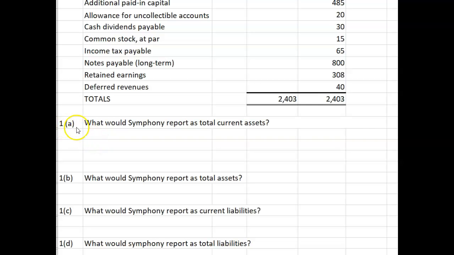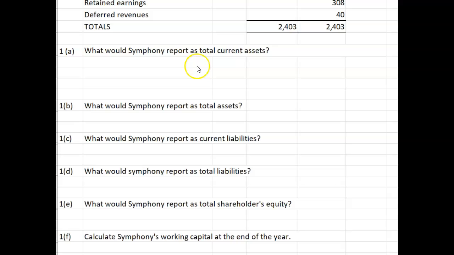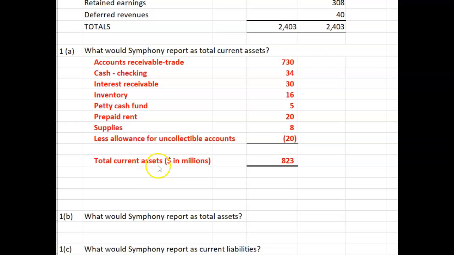So question 1A says, please use these numbers and calculate Symphony's total current assets. So please pause the video, calculate Symphony's total current assets, then start the video again to check your work. Did you calculate total current assets of $823 million? That is the correct answer, calculated as follows.